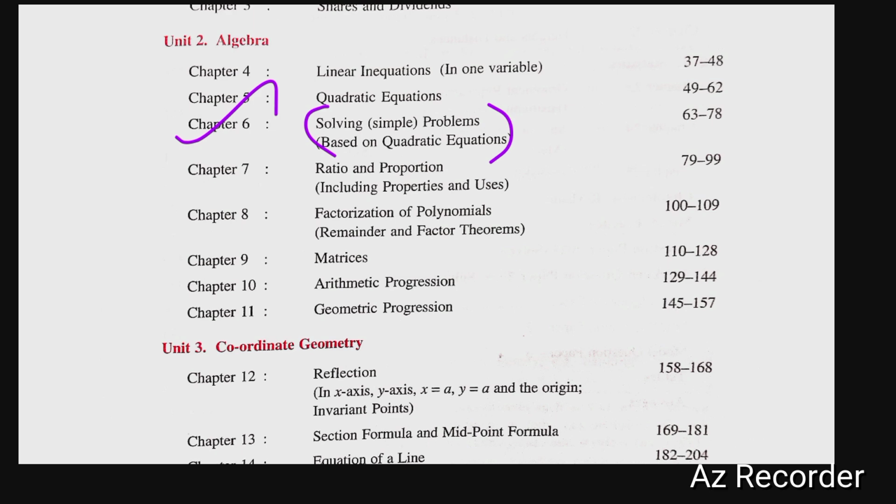There you can expect questions regarding time and distance, speed, ages, fractions, upstream, downstream, etc. So this chapter is also quite interesting and quite solvable if you properly understand it. And the next chapter which is quite handy is chapter 7, ratio proportion.